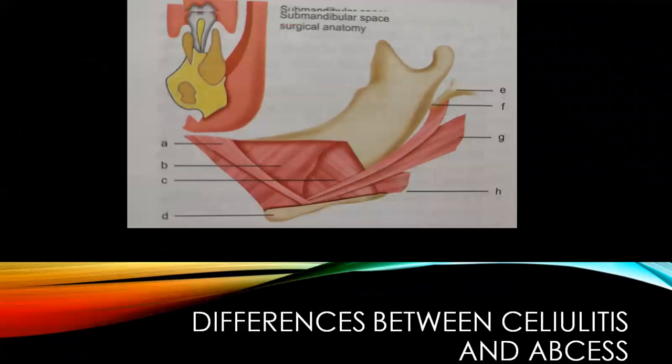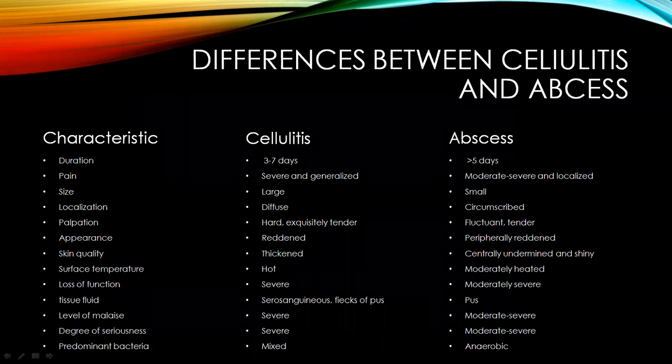So the differences between cellulitis and abscess. The duration of cellulitis is generally 3 to 7 days, and if it's an abscess, it is more than 5 days. The pain in cellulitis is severe and generalized. In abscess, the pain is moderate to severe and localized. The size of cellulitis is larger than the size of abscess. The localization of cellulitis is diffuse and abscess will be circumscribed. Palpation: in cellulitis it is hard and exquisitely tender, and in abscess it is fluctuant and tender. The appearance in cellulitis will be a reddened area, and in abscess you will see peripherally reddened. The skin quality in cellulitis is thickened skin, and in abscess there is centrally undermined and shiny skin.